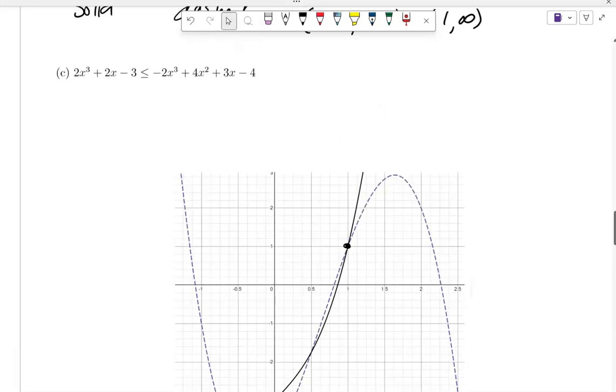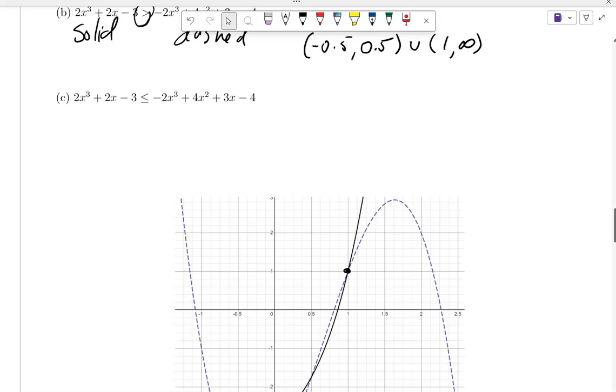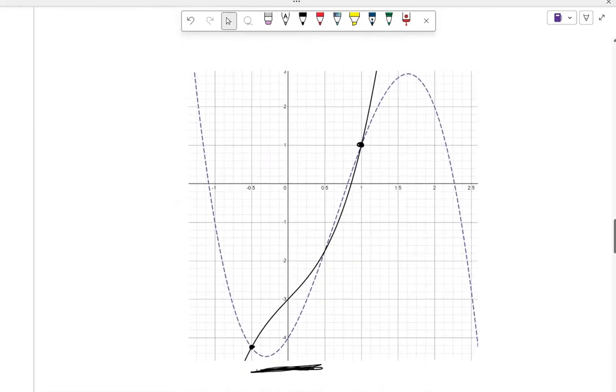Okay, what about the next part? Same functions, but what am I looking for now? Is this one the solid or the dashed? That one's the solid, right? Since it's less than or equal to, do I want the solid above or below? Below, right? I want the solid below. So looking at my graph again, where is my solid graph below my dashed graph? The leftmost side here, right? The solid is definitely below the dashed over here, isn't it?